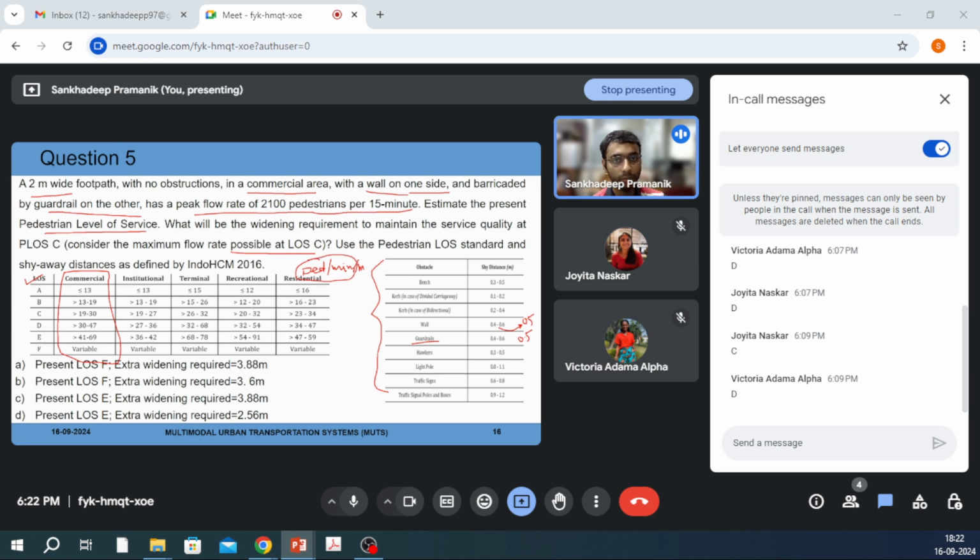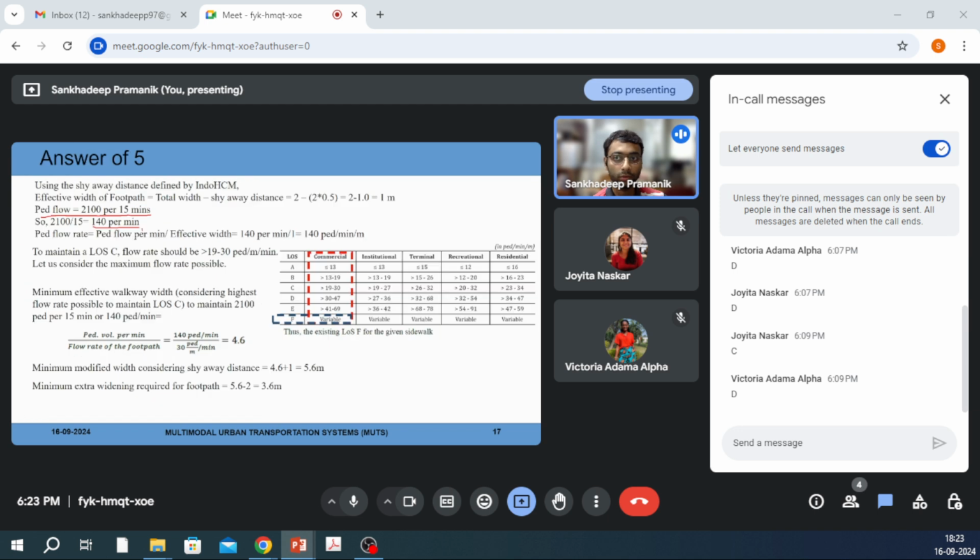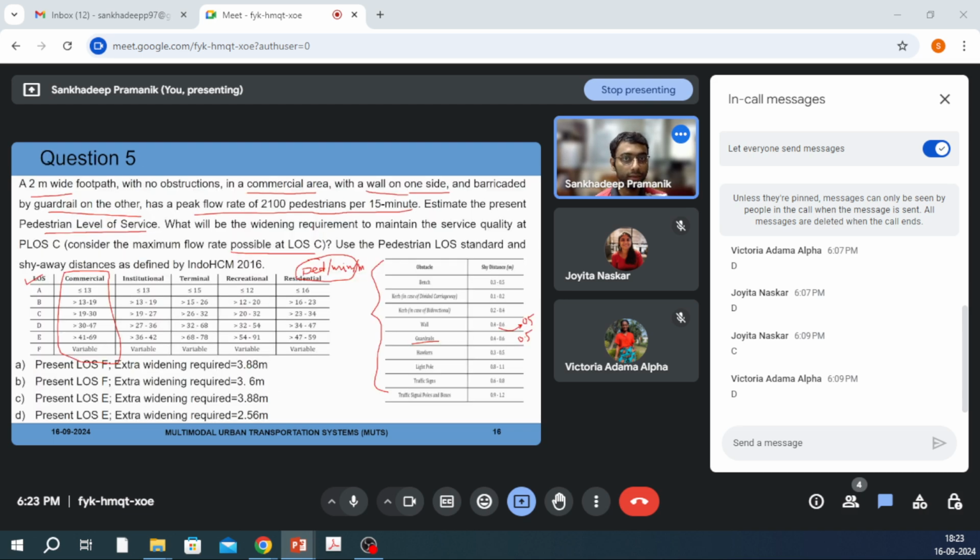Now what will it be per meter, pedestrians per minute per meter? For that we need to calculate the effective width of the footpath. People will mainly walk in that portion, maintaining a certain gap known as the shy away distance. That gap they maintain from the edge of the footpath, and in this case one side is a wall and one side is barricaded by guardrail, and in both cases we have taken the value of shy away distance as 0.5 meter.